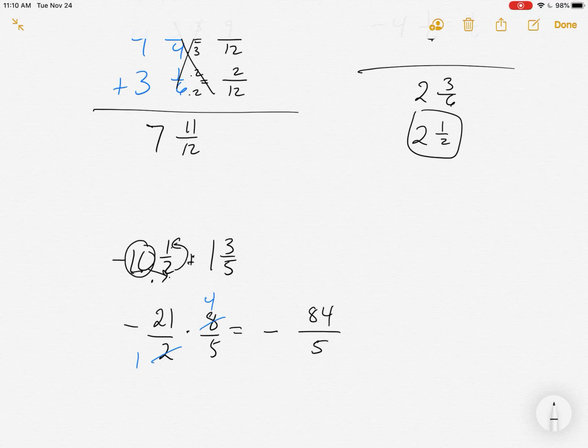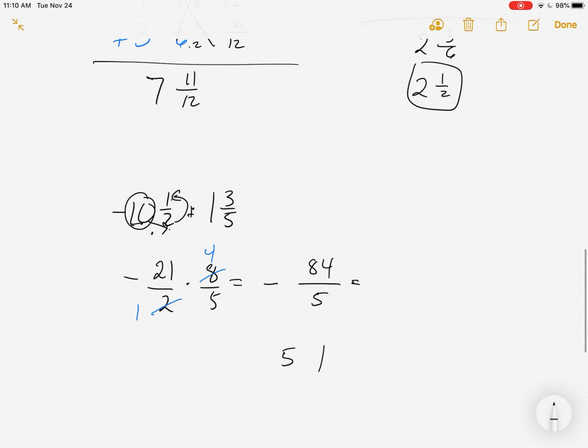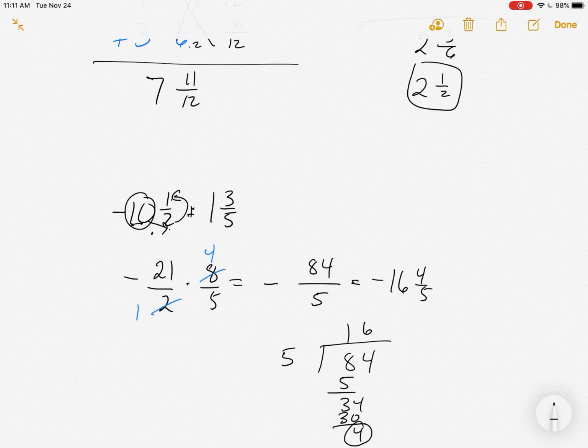Now if it starts as a mixed numeral, it's got to end as a mixed numeral. So what do we do to figure that out? I take 5 into 84. I actually do the division. 5 goes into 8 once. It goes into 34 6 times. And we get negative 16 and 4 fifths, right? There's nothing else to go into, so we take our remainder over what we were dividing by.